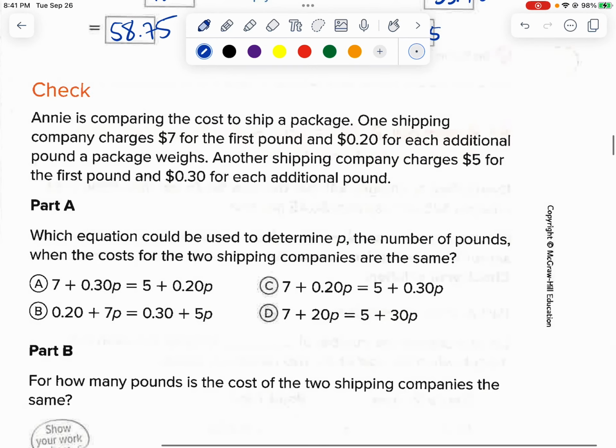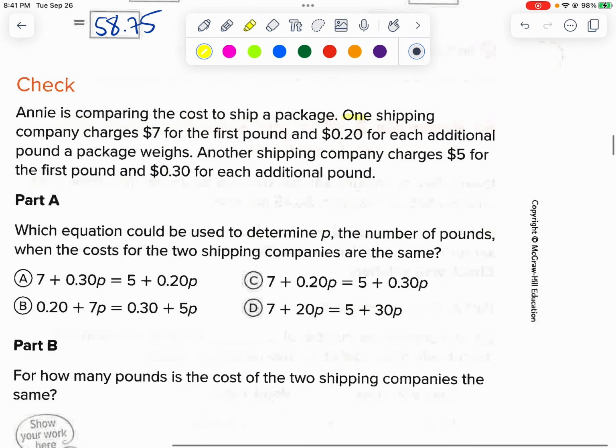Okay, so on this next one, Annie is comparing the cost to ship a package. One shipping company charges $7 for the first pound and 20 cents for each additional pound a package weighs. Another shipping company charges $5 for the first pound and 30 cents for each additional pound. Before I even talk about that, let's look at it. One shipping company charges this. The other shipping company charges this.